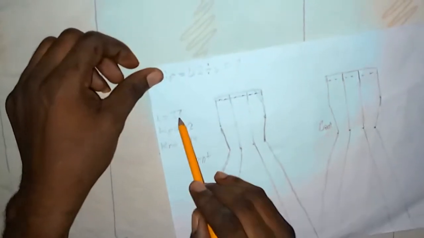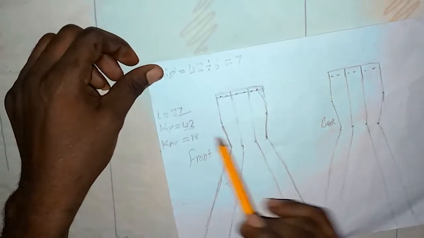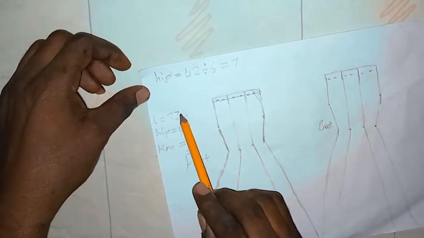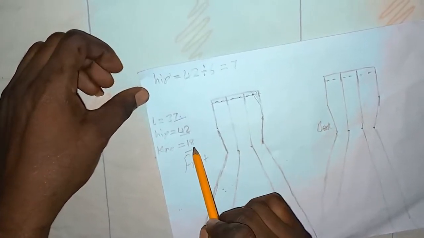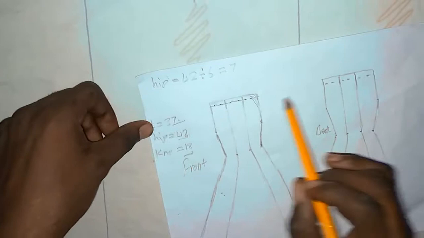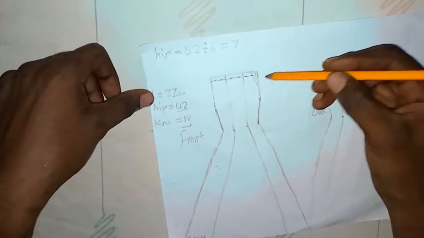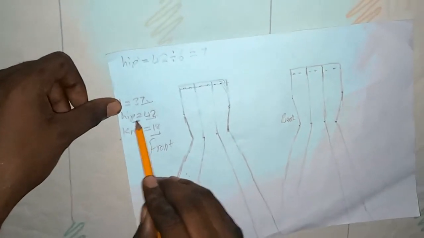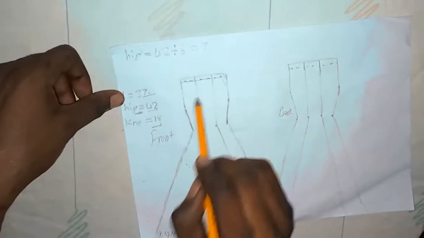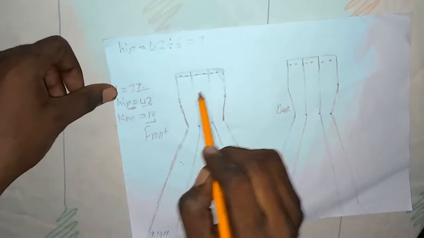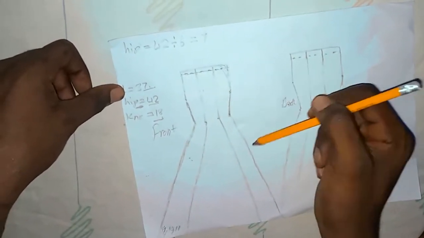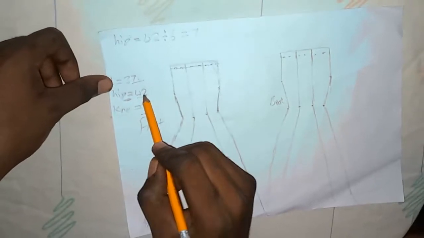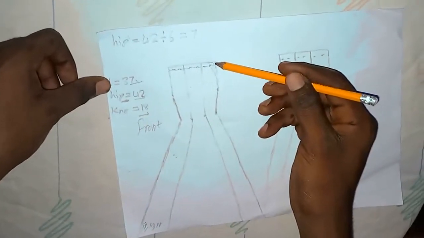All you need is your length measurement, your hip measurement, and your knee measurement. Because we are not going to deal with the waist with the shaping, we're going to use the hip measurement. In the band we use the hip to cut, the same thing as the waist.